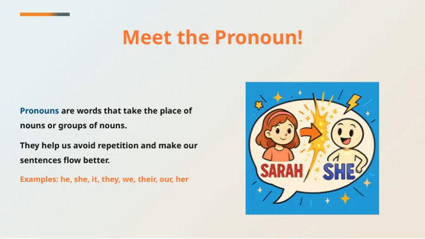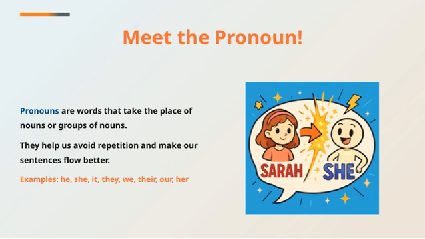Let's take a closer look at some common examples of pronouns. You might recognize words like he, she, it, they, we, their, our, and her. These are all pronouns that we use regularly in everyday language. Their main purpose is to help us avoid repeating the same nouns over and over again, which keeps our sentences smooth and easy to follow.